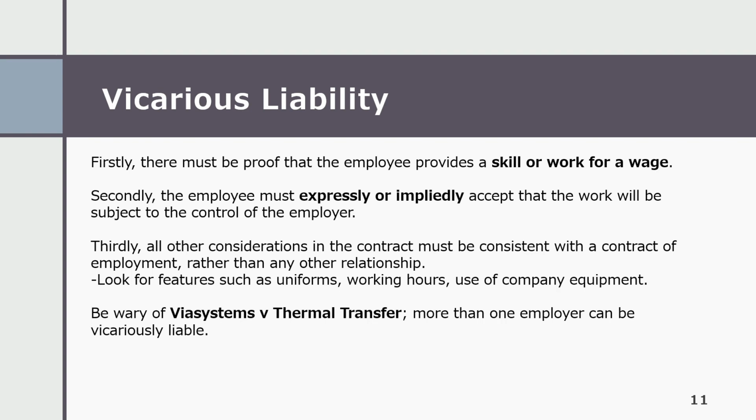So when you're evaluating this one and weighing up your case facts for this part of the three-stage test, you should look for features such as uniforms, working hours, use of company equipment, things that separate them from being an independent contractor and make them an actual employee.